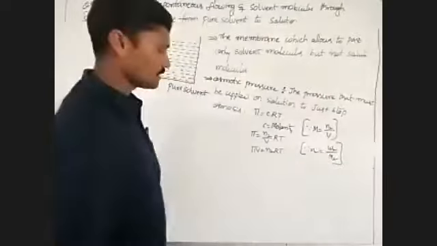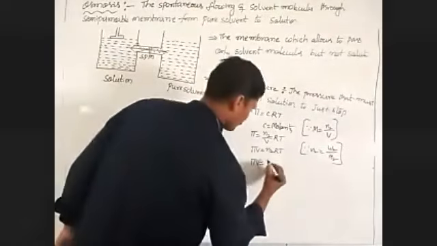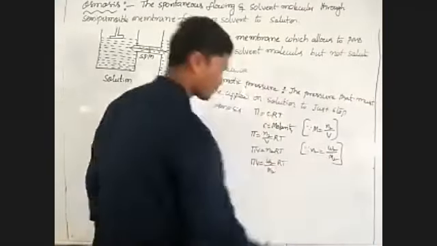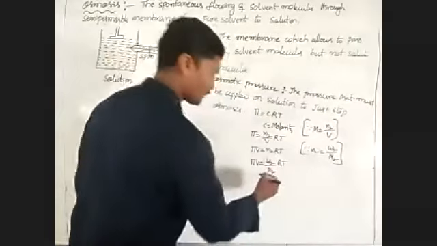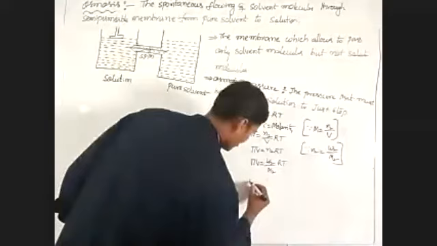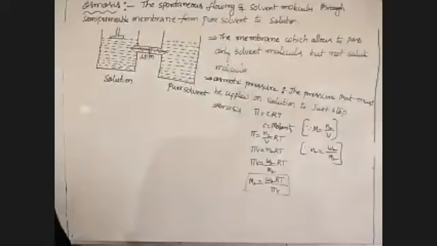Substituting this value, phi V is equal to W2 by M2 RT. We can calculate the molar mass: M2 is equal to W2 RT by phi V. Like this.